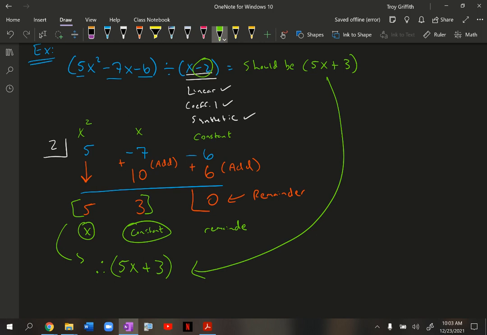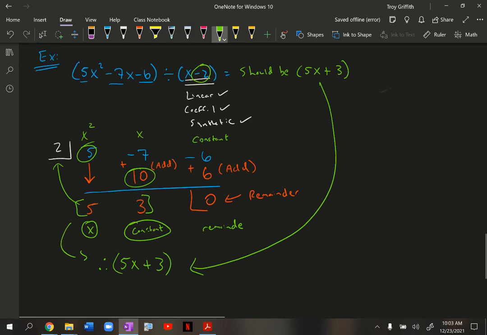Okay, we write our coefficients, or we flip the sign and write the number in the box, whatever we're dividing by. Write our coefficients across the top. We drop this first number down, multiply by the number in the box, put that answer here, add in the middle, and then we just keep repeating the process.